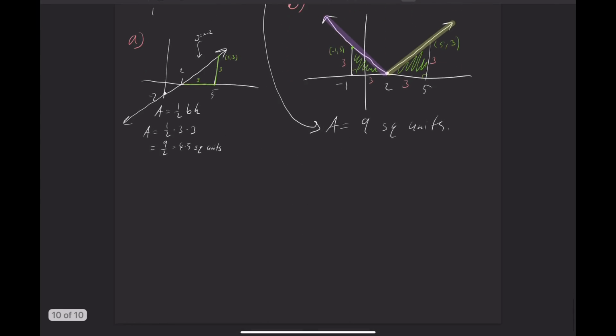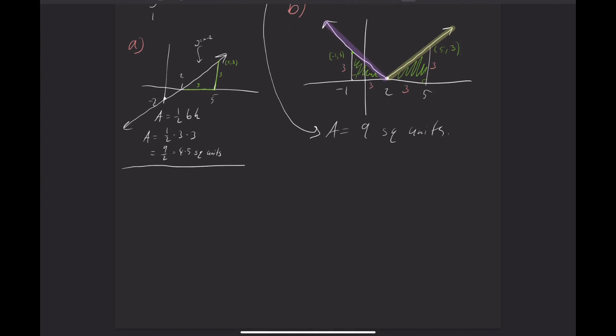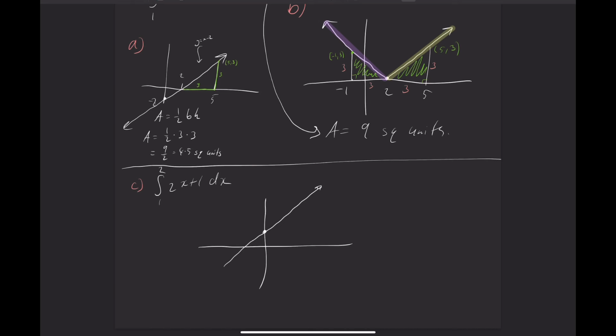Okay, C. So C is a little bit more involved. Let's just rewrite it. We have the integral from 1 to 2 of 2x plus 1 dx. So again, let's do a sketch. So let's sketch this guy up. Boom. 2x plus 1, so our y-intercept is at 1. We've got a gradient of 2, so it's a bit steep. Let's just go back here, label our axes. Good methods kids label their axes.